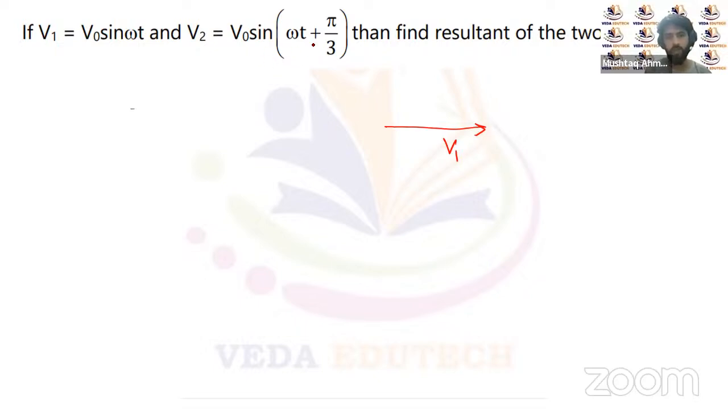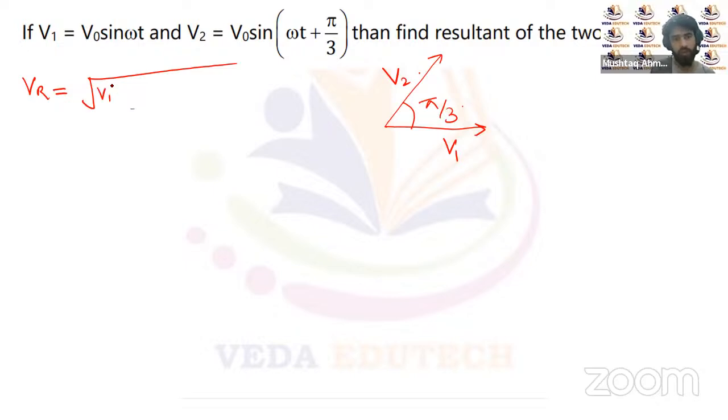And V naught sine of omega t plus pi by 3, it means at t equal to 0, it will have some phase, that will be pi by 3. It means the phase difference between V1 and V2 here is pi by 3, right? So their resultant VR will be equal to under root of V1 square plus V2 square plus 2 V1 V2 cos of phi. Now phi here is equal to pi by 3, that's 60 degrees. Cos 60 degrees is 1 by 2.